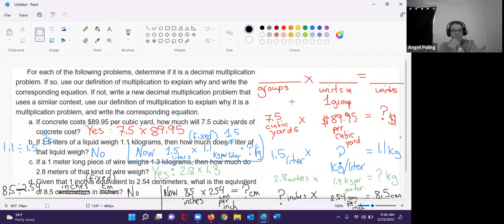So we've used the definitional multiplication to identify when we had decimal multiplication and when we didn't.